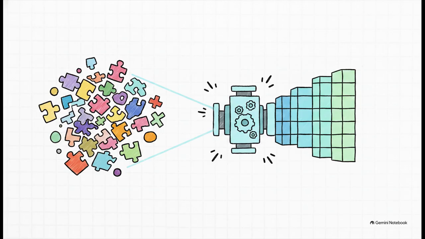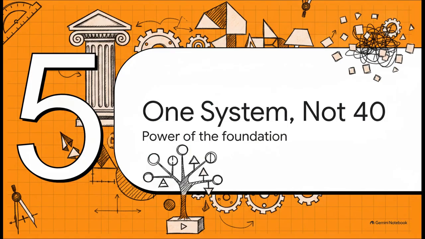By playing around with adding and subtracting our basic blueprints, we can take something clunky, like sine of 60 plus sine of 30, and turn it directly into 2 sine of 45 times cosine of 15. That complex ratio just morphs into a much cleaner calculation. Section 5. One system, not 40, the power of the foundation.